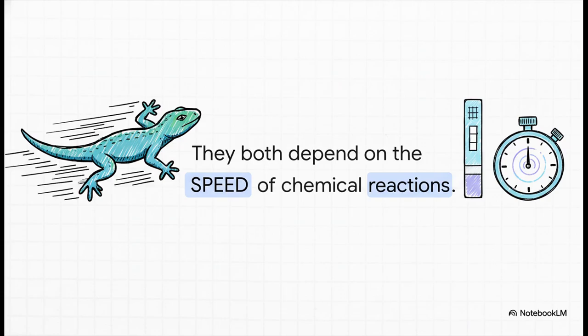And the answer is speed. Yep, more specifically, the speed of all the chemical reactions happening inside them. Think about it. The lizard's metabolism actually speeds up as it gets warmer, which lets it move faster. And that test strip, its accuracy completely depends on reactions happening at a very specific rate. It really is all about the timing.